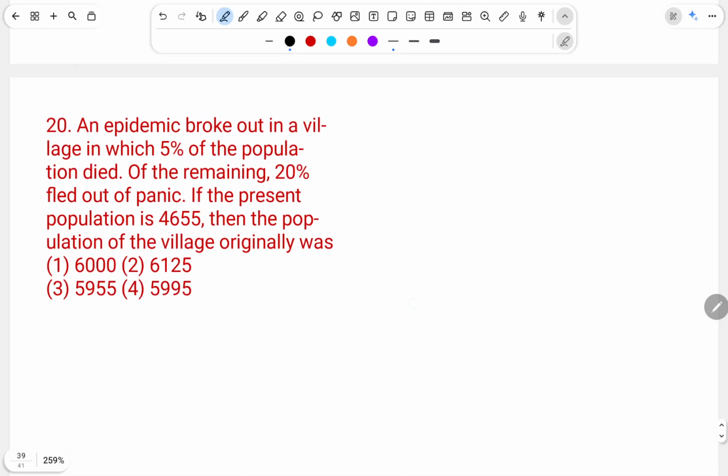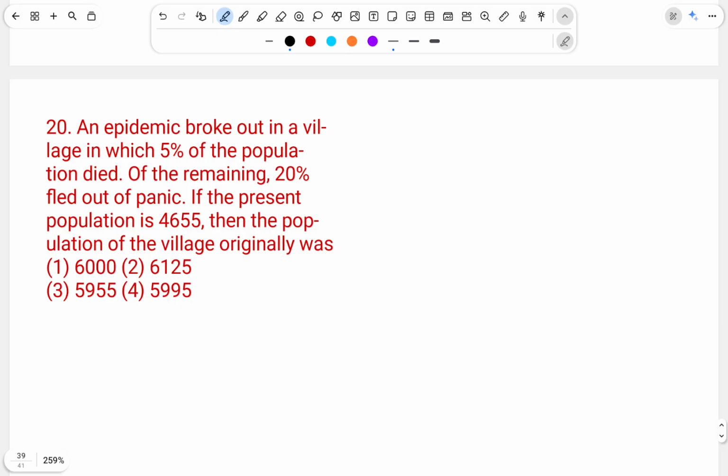Next. An epidemic broke out in a village in which 5% of the population died. Of the remaining, 20% fled out of panic. If the present population is 4,655, then the population of the village originally was?